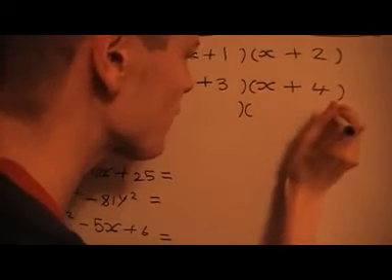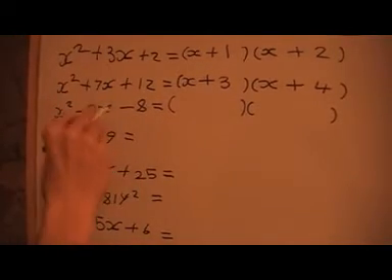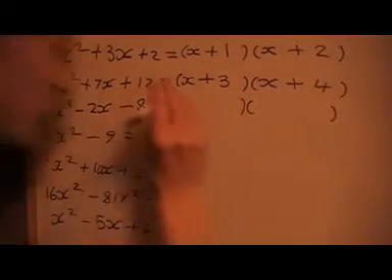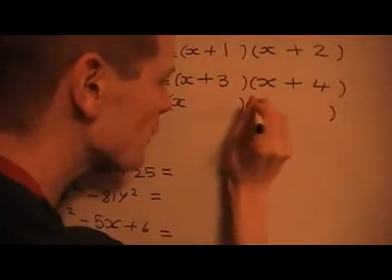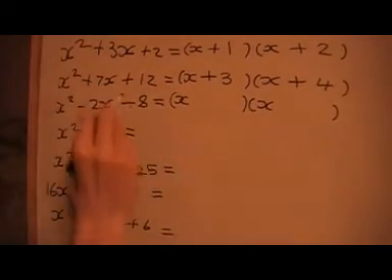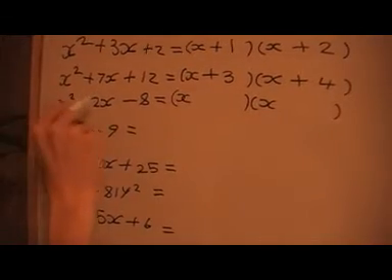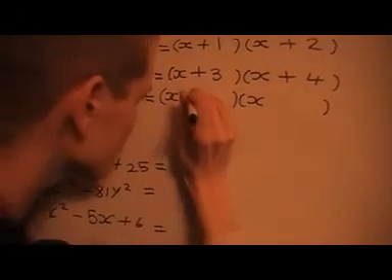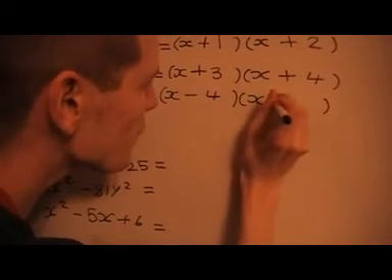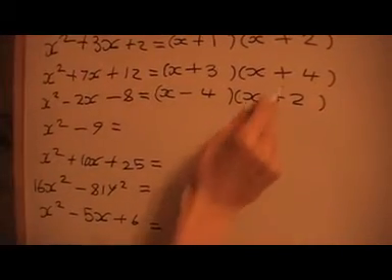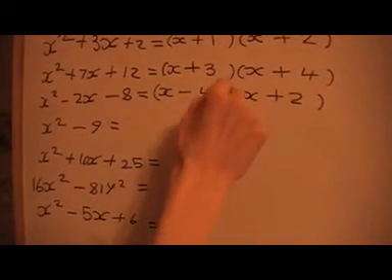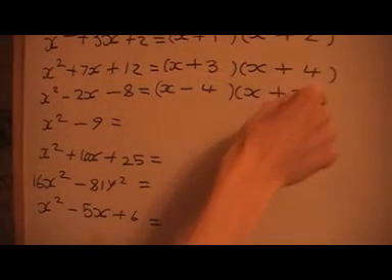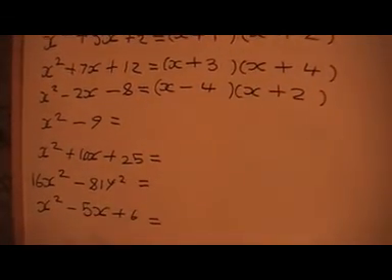Now this time I need two numbers that multiply to make -8 and add to make -2. I still started off the same. Right, so here I'm going to choose -4 here and +2, because we can see there that +2 and -4 multiply to make -8, and if I add 2 to -4 I get -2.